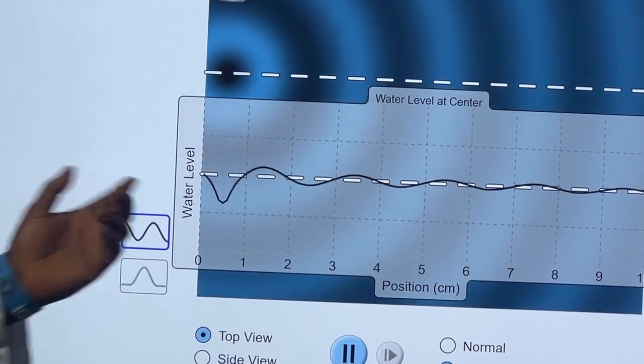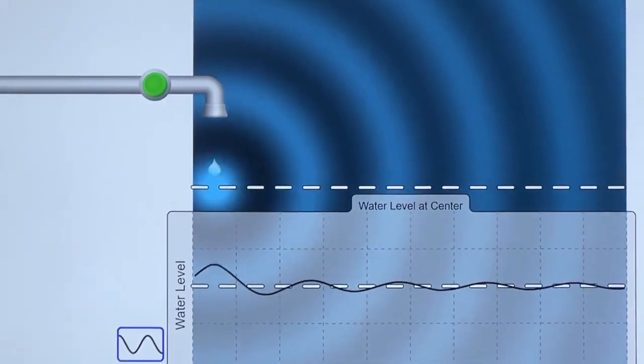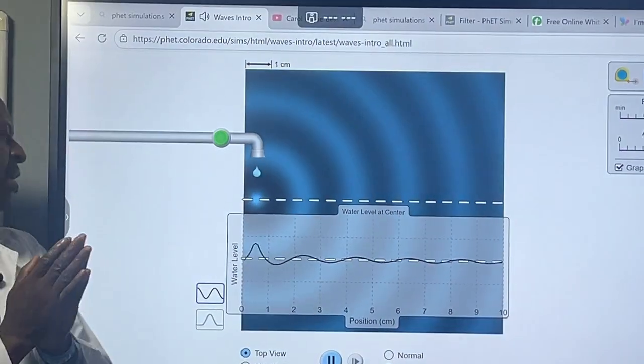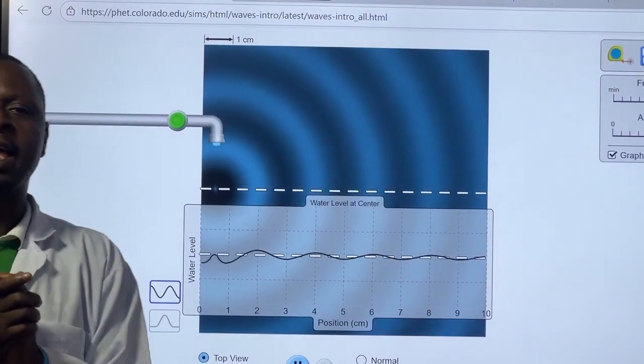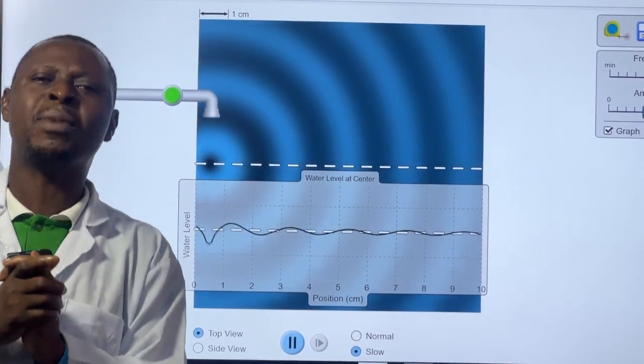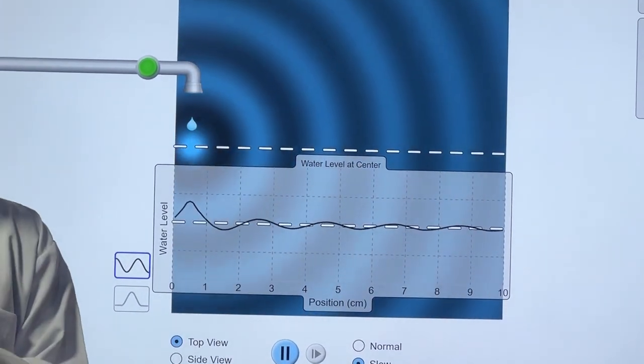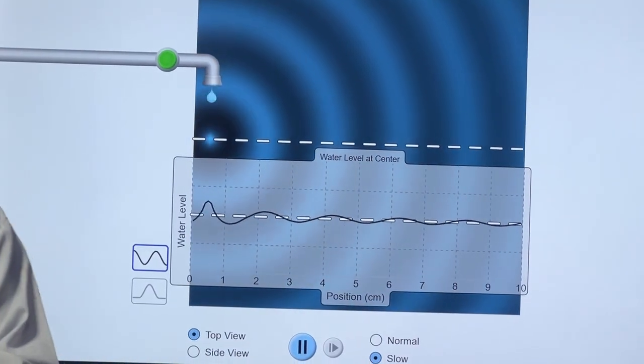And this water wave also can be classified into two, which are transverse wave and longitudinal wave. What do you understand by longitudinal wave? A wave is said to be longitudinal if the direction of travel of the wave is the same as the direction of vibration of the medium. Such a wave is also known as what? Longitudinal wave.